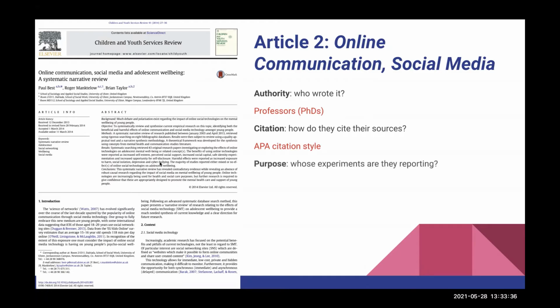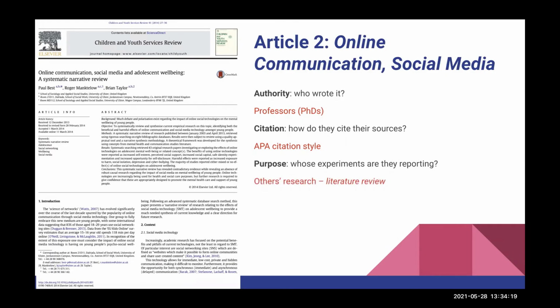Here's where it gets a little different. Purpose. Whose experiments are they reporting? Again, we'll turn to that abstract or summary up here to figure that out. It tells us here under background, much debate and polarization exists regarding the impact of online social technologies on the mental well-being of young people. Objective, to systematically review and synthesize current empirical research on this topic. So that's what they're doing here. They are reviewing and synthesizing, or summarizing, current empirical research, meaning they're looking at what other people have found, other empirical studies, and they're just providing us a nice summary.